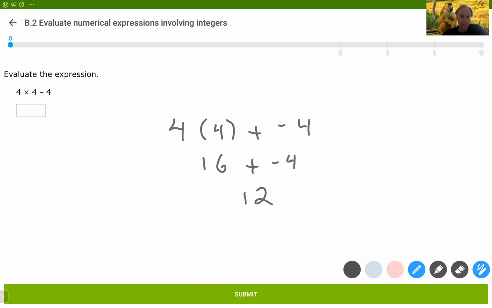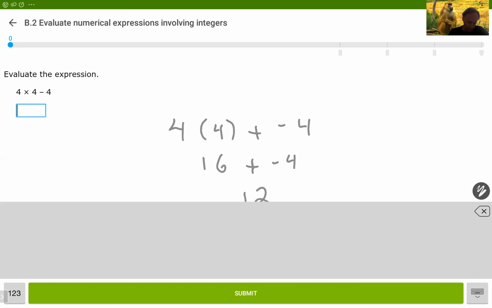One of the things I like to do is go order of operations working down the paper, as you can see I'm doing here. And I'm going to put in my 12. Get rid of this.